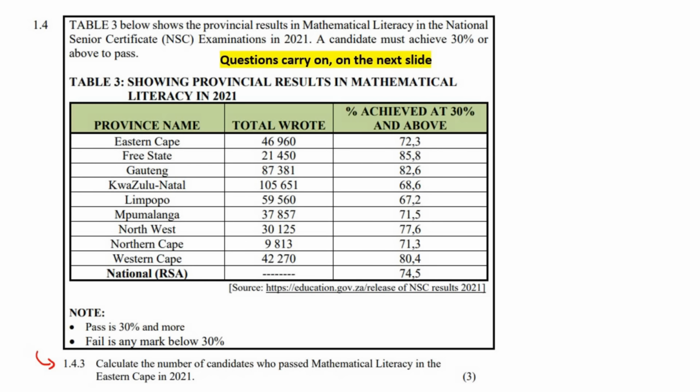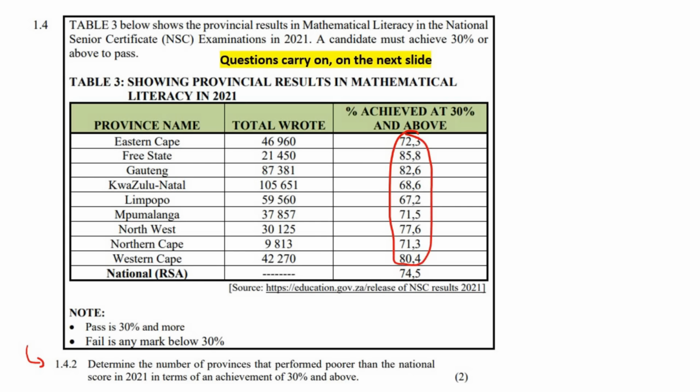So what they mean is, which provinces did worse than the average. If you look here, we've got all these percentages, right? I didn't realize that they've given us an average. So this is the average for the whole country. They say, how many provinces did worse than that? The Eastern Cape is slightly lower than 74.5, KZN, Limpopo, Mpumalanga, and the Northern Cape. So that is 5 provinces. Okay, so you can just say 5.